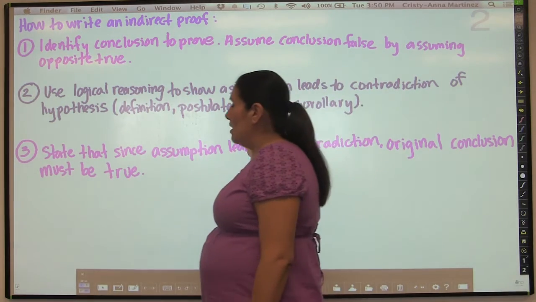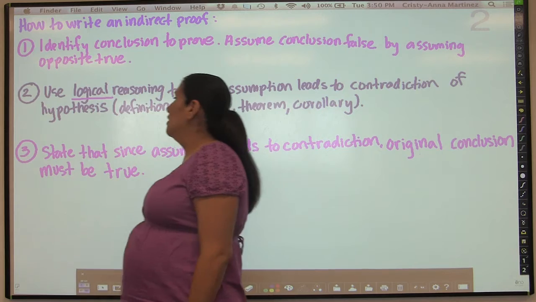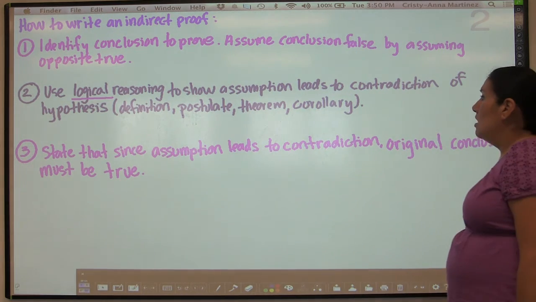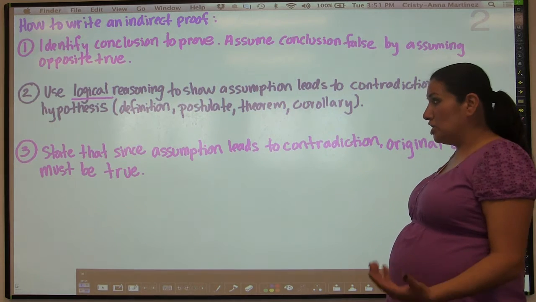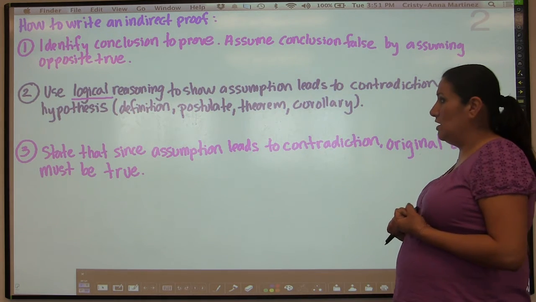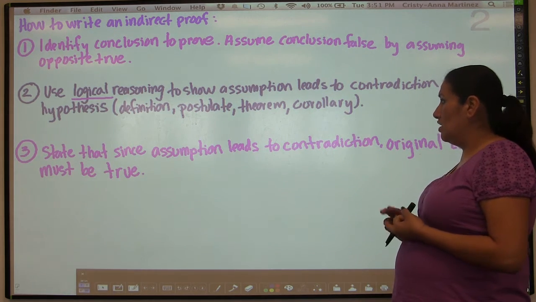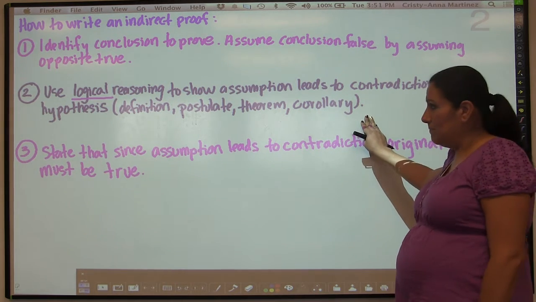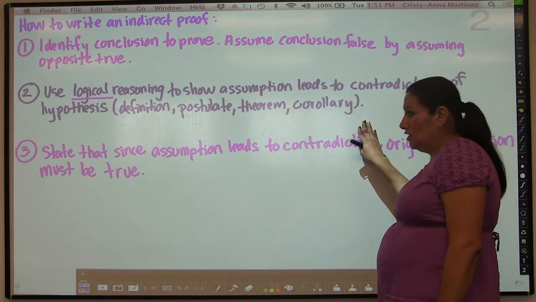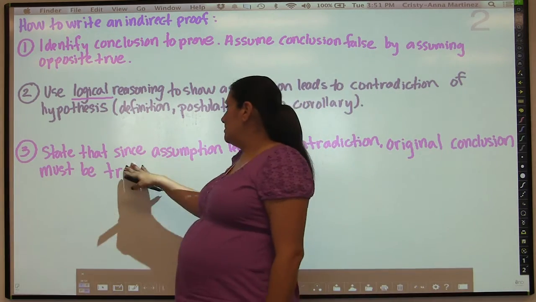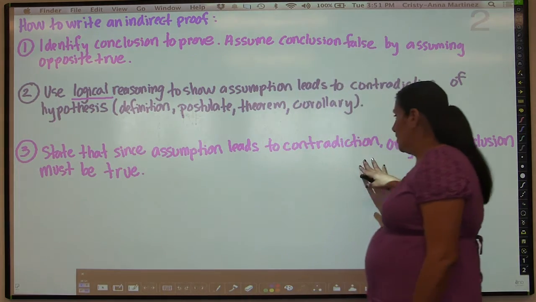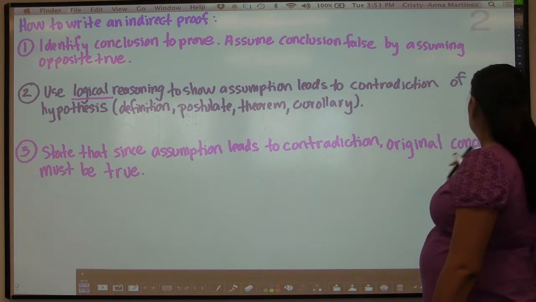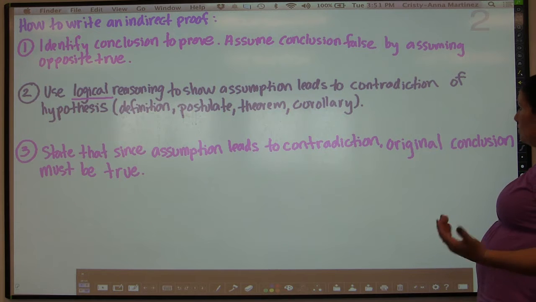Then in step 2, and I want to emphasize the word logical here, use logical reasoning to show the assumption leads to a contradiction of the hypothesis. A contradiction can be a contradiction of a definition, a postulate, a theorem, or a corollary. So you want to find a contradiction, and once you find that contradiction, you state that since the assumption led to a contradiction, then the original conclusion must have been true. Again, it sounds easier said than done.